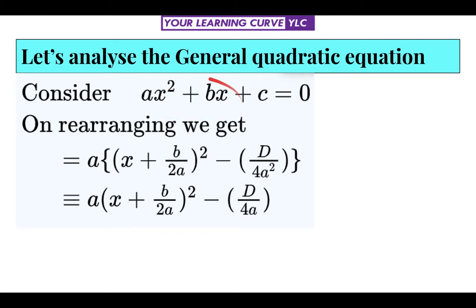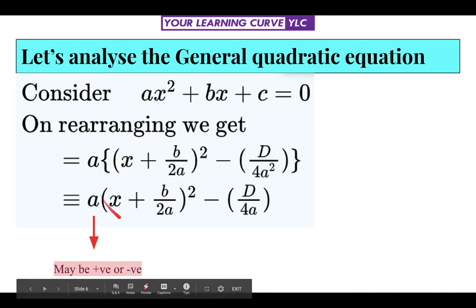We have already discussed this expression in Sridharacharya formula, that this can be reduced to a times x plus b by 2a whole squared minus d by 4a square. When a is multiplied inside, it becomes a into x plus b by 2a whole square minus d by 4a. Let's analyze this expression. Here a is a constant number. It can be either positive or negative.